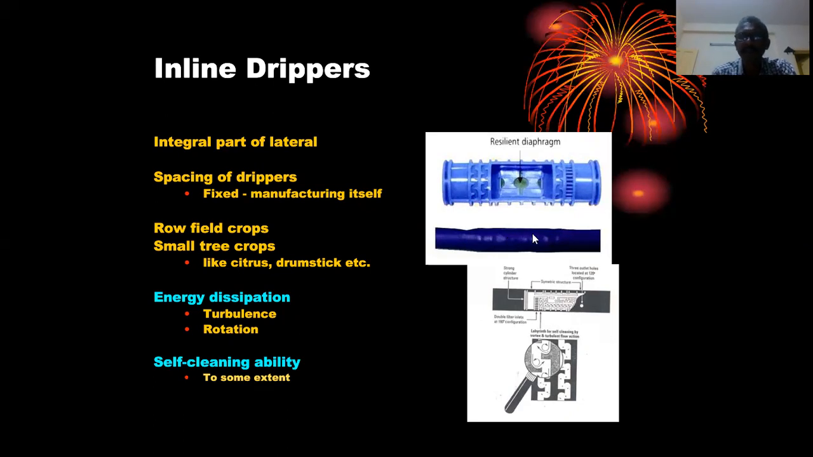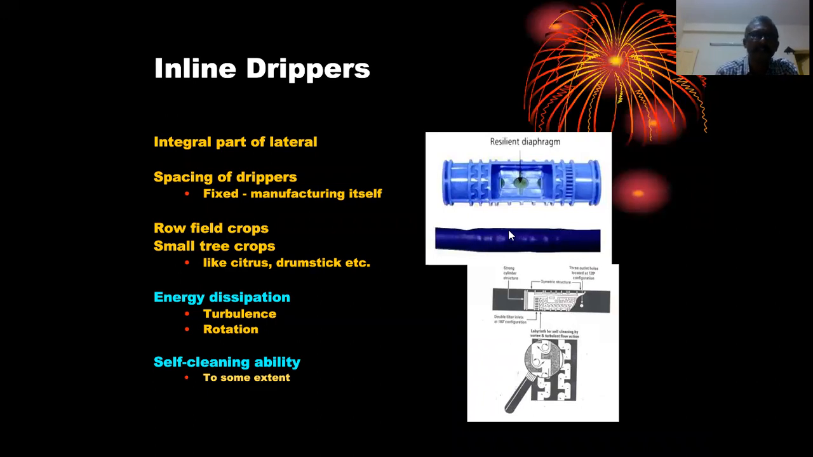Nowadays this is very much used, and it has a lot of advantages, and it does not have a leak problem. The laterals can be rolled very easily and placed at the end of the fields when we do intercultural operations.